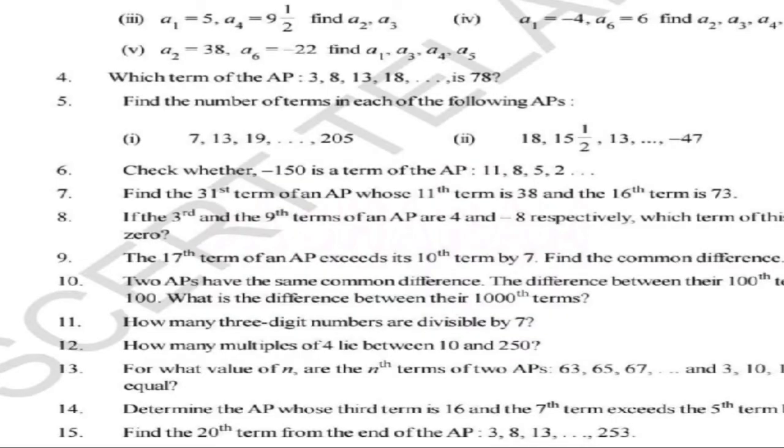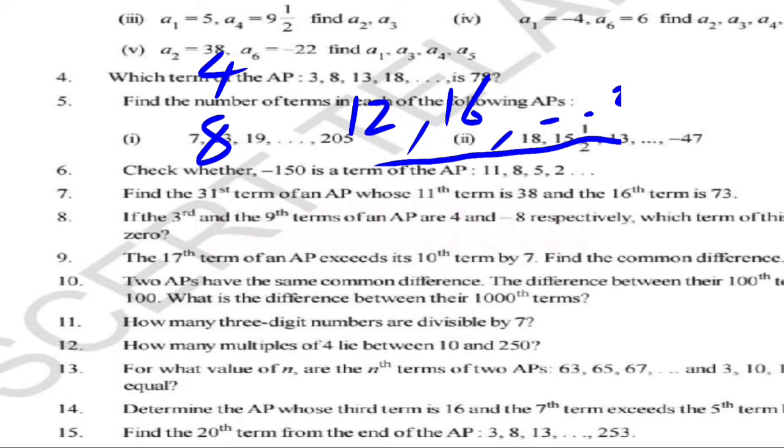Here, how many multiples of 4? Multiples are nothing but 4 ones are 4, 4 twos are 8, 4 threes are 12, 4 fours are 16. These are the multiples of 4. There are infinite multiples, but he is asking for those between 10 and 250. So between 10 and 250, 12 will come first, then 16. Similarly, before 250, the multiple of 4 that will come last is 248. So finally we got the list.